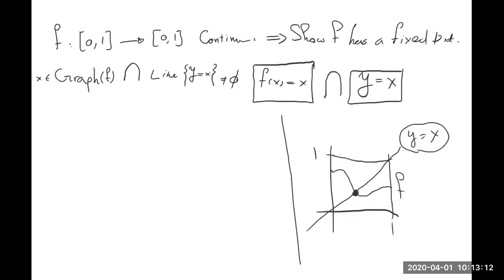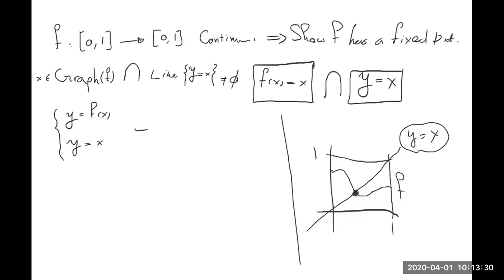Okay, and the reason for that is, so we have y equals f of x, this is our function, and y equals x, the line. We want to say these two have intersection points. These two intersecting means they're equal, right?